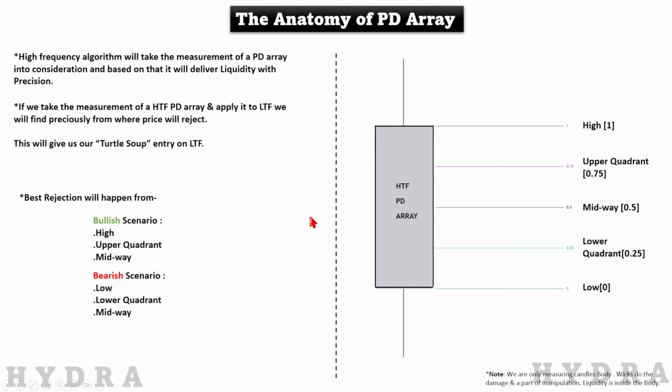To understand how to take Turtle Soup entries with higher time frame PDRA on lower time frame, you will first have to understand the anatomy of a PDRA. What is this? A high frequency algorithm will take the measurement of a PDRA into consideration, and based on that it will deliver liquidity with precision. I drew a candle here. Suppose this is a fair value gap on the daily chart, on the 4-hour chart, anywhere on a higher time frame.